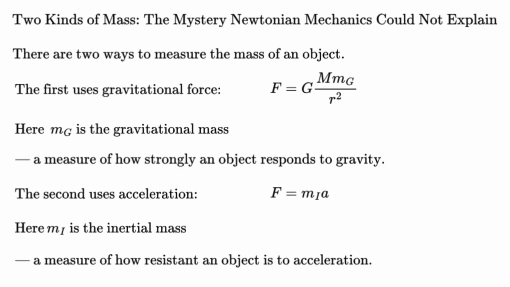Two kinds of mass. The mystery Newtonian mechanics could not explain. There are two ways to measure the mass of an object. The first uses gravitational force. Here, m_g is the gravitational mass, a measure of how strongly an object responds to gravity. The second uses acceleration. Here, m_i is the inertial mass, a measure of how resistant an object is to acceleration.